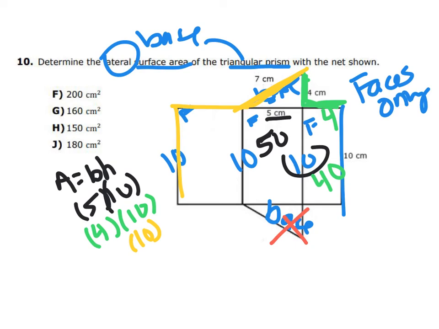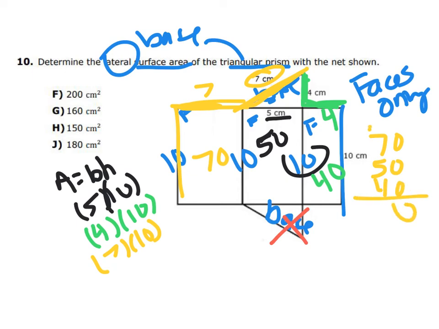So again, these lines are the exact same lines. So this length is 7. That means that this length is 7. So then I plug in 7 for the base. 7 times 10 is 70. So now all I have to do is add them up. 7 plus 4 is 11, plus 5 more is 16, for a total lateral surface area of 160 centimeters.